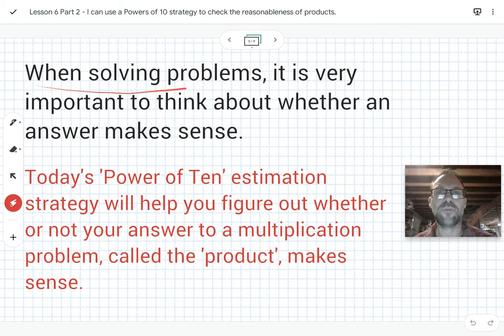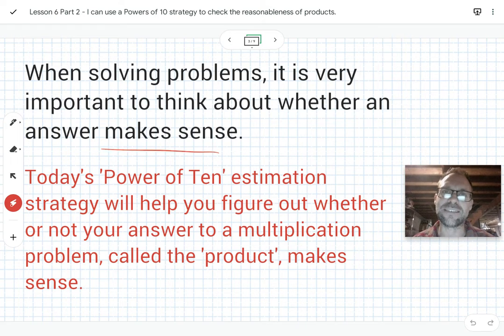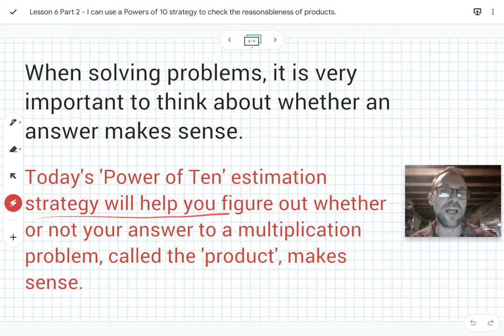When solving problems, it is very important to think about whether an answer makes sense, right? Because if the answer doesn't make sense, you've got to go back and maybe revise or fix, right? So today's powers of 10 estimation strategy will help you figure out whether or not your answer to a multiplication problem, which is called the product, makes sense.